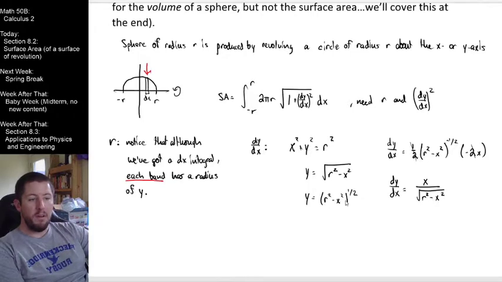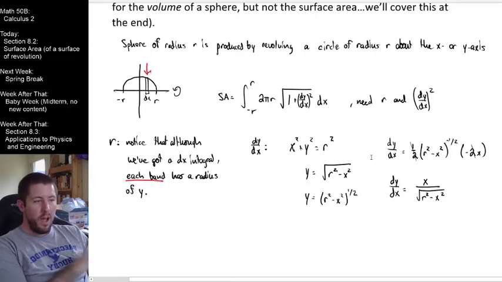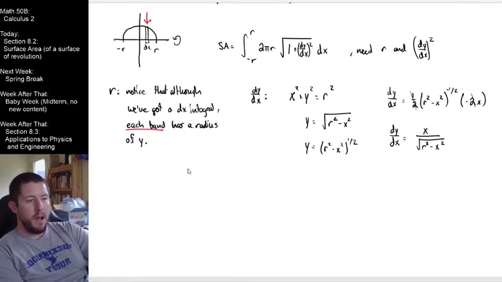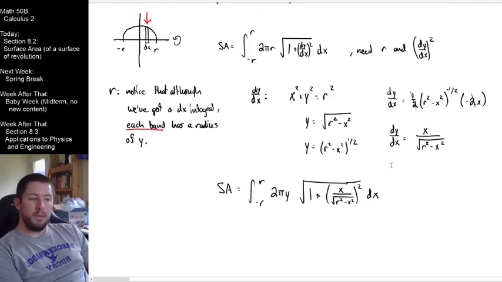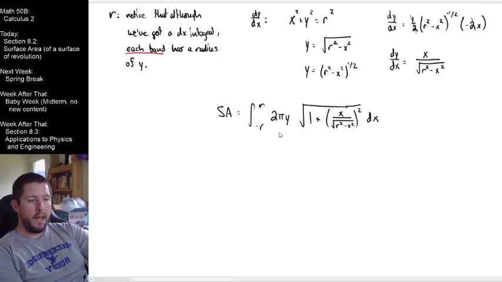So it looks like I've got all the terms that I need. I know that r is going to be y. I know that y is the square root of r squared minus x squared, and I know that dy dx is x over the square root of r squared minus x squared. So I have all the components that I need now to build my surface area integral here. So negative r to r, we've really got 2 pi y square root of 1 plus x over square root r squared minus x squared, squared, dx.